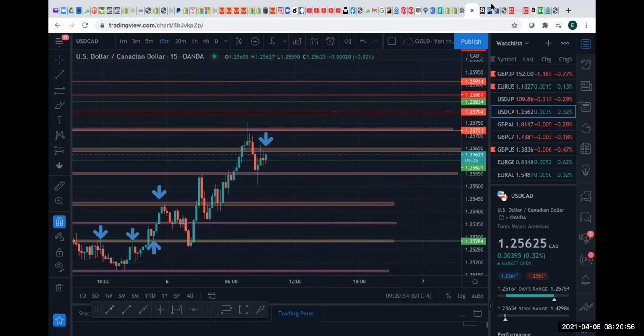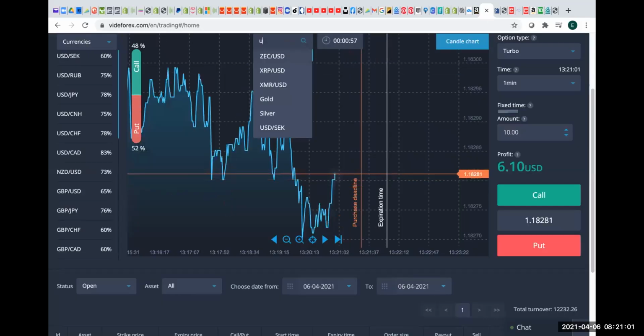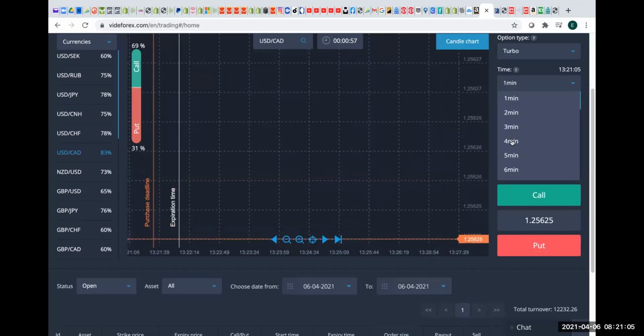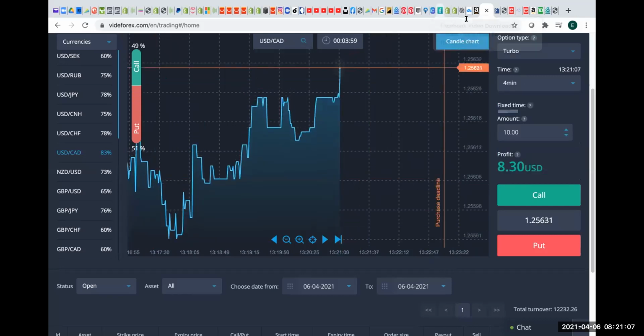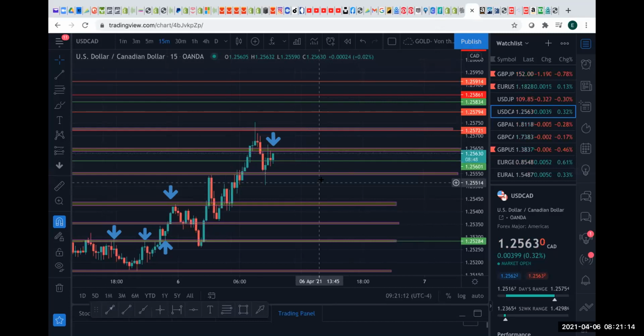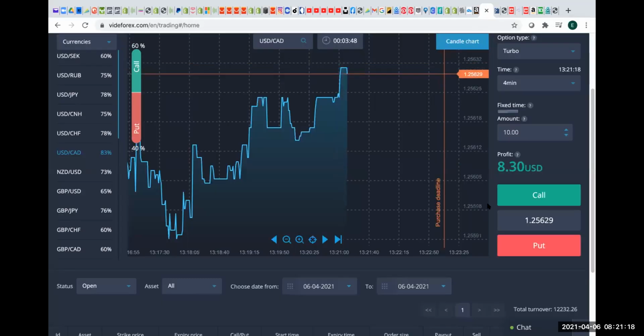So let me see, UCAD. And you don't have to take this trade. I'm just wanting to see something. So that's at 632. And it may even come up a little higher, but let's just see. 631. It may not come to 635.